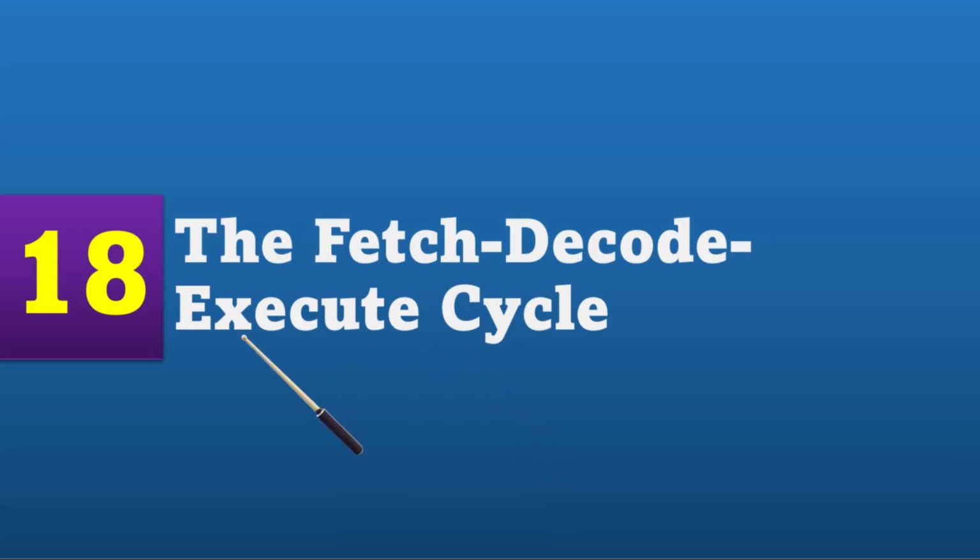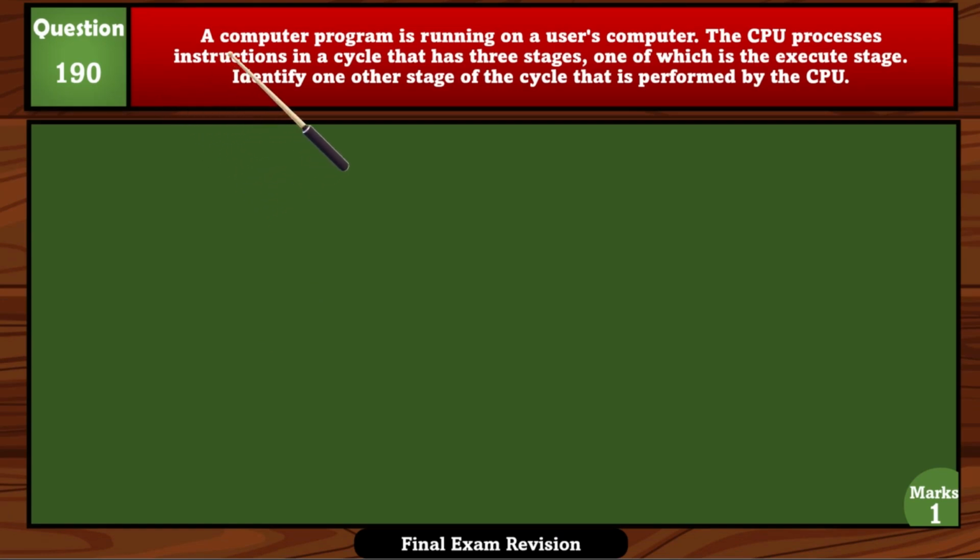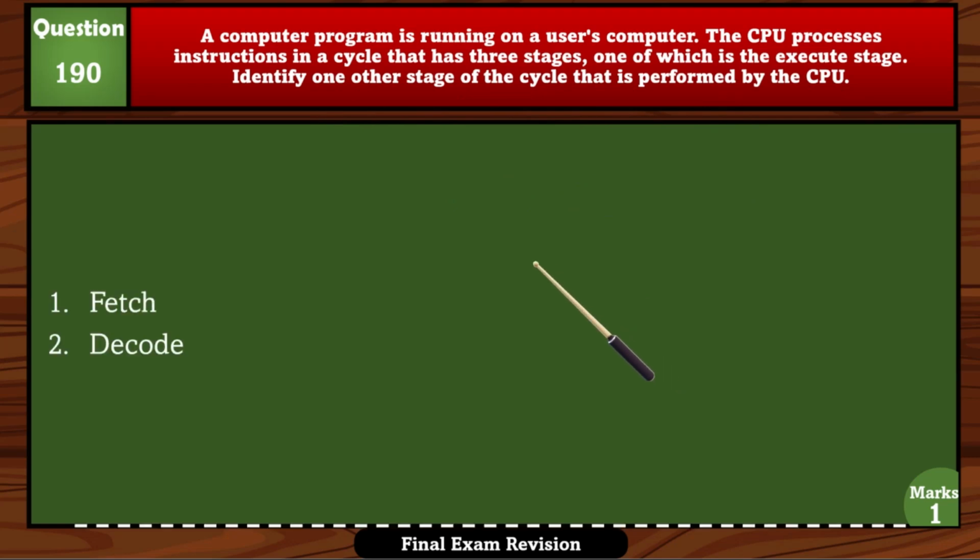Topic 18, the fetch, decode, execute cycle. Question 190. A computer program is running on a user's computer. The CPU processes instructions in a cycle that has three stages, one of which is the execute stage. Identify one other stage of the cycle that is performed by the CPU. So we know there's a fetch, decode, execute cycle, and the two remaining stages are the fetch and decode stages.